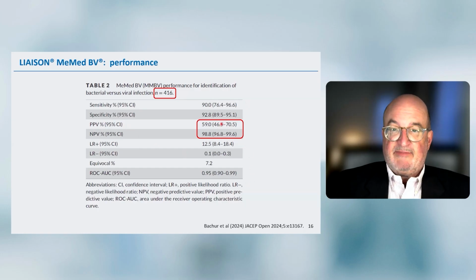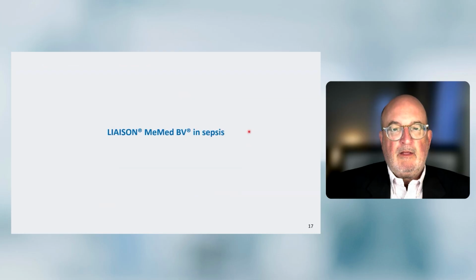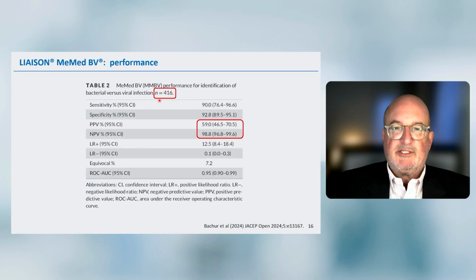The positive predictive value can be higher, especially if there's a higher prevalence of bacterial infection, and the prevalence can be over 80%, in fact. But this is basically how this test works and what the performance is in a general way. Now, sepsis, as many of you know, is related to but distinct from bacterial-viral discrimination. Sepsis can be viral, but often the most concerning type of sepsis is bacterial sepsis. And so this test was studied in a subpopulation of these 416 patients, those who have potential sepsis.